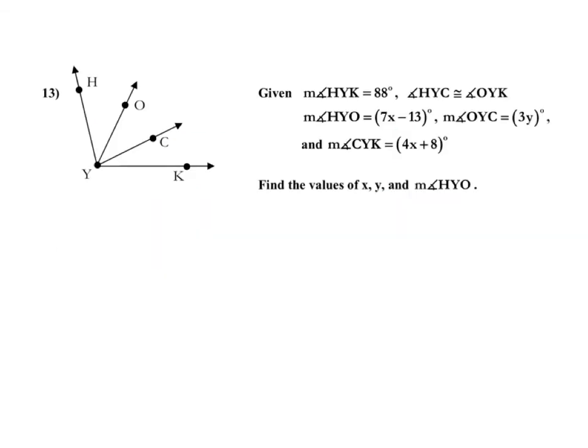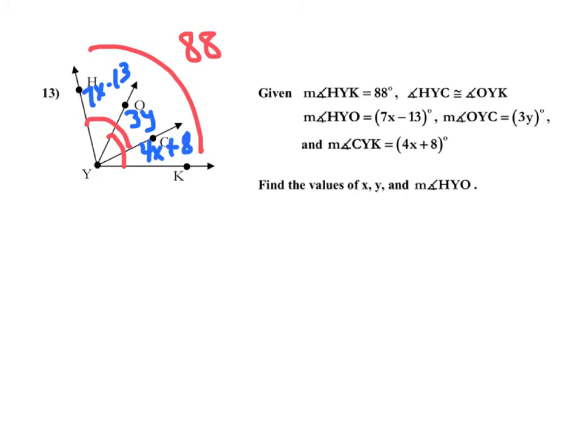Okay, next problem is number 13, and here I'm given that HYK is 88 degrees. That's the entire thing. I'm given that HYC, which is this angle that I just highlighted, is congruent to OYK. All right, cool. And I'm given that HYO is 7x minus 13. The middle one, OYC, is 3y. And finally, that last piece is 4x plus 8.